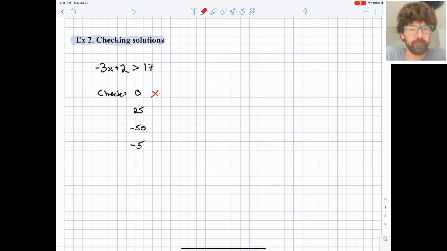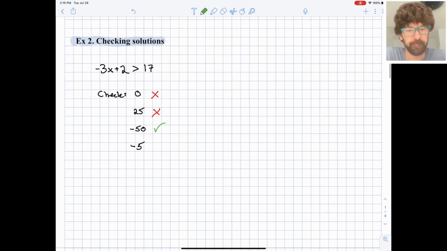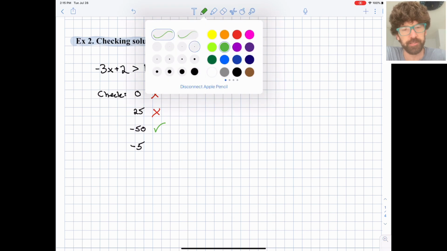Let's plug in a 25. We'll just do all this with mental math. Negative 3 times 25 is negative 75. The 2 isn't even going to matter there. Negative 73 is not greater than 17, so that one does not work. Let's try negative 50. Negative 50 times negative 3 is 150, plus 2, 152. Yep, definitely larger than 17. And a negative 5. Let's see, negative 5 times negative 3 is 15, plus 2. Is that larger than 17? No, it's not.